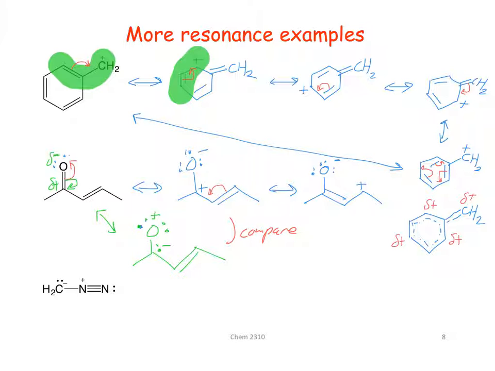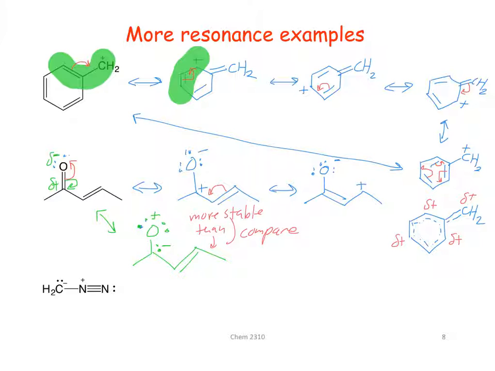Alright, so which one's more stable? Right, so I would say that this one is more stable than this one, right? Why is that? The reason is because this structure puts the negative charge on the more electronegative atom, right? Minus charge on oxygen, which is more electronegative, plus charge on carbon. This one has it just opposite, plus charge on the electronegative atom, minus on the more electropositive atom.